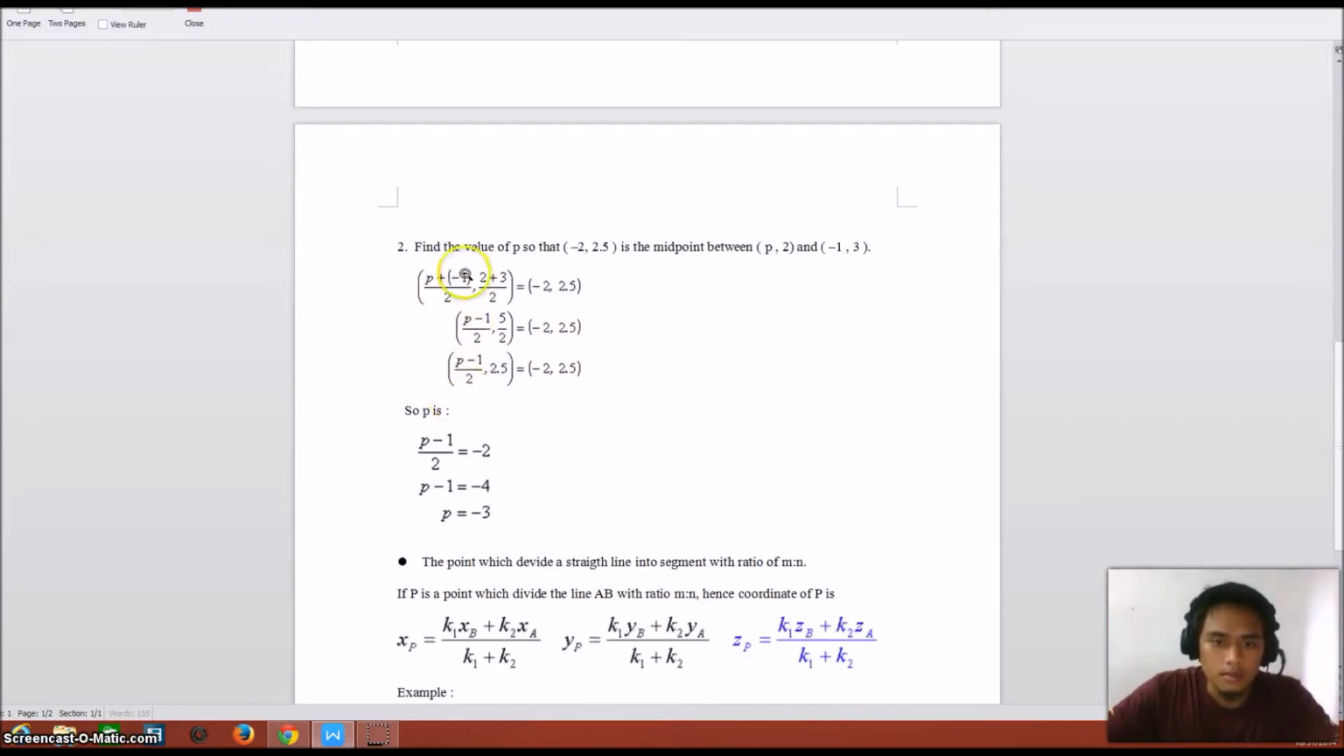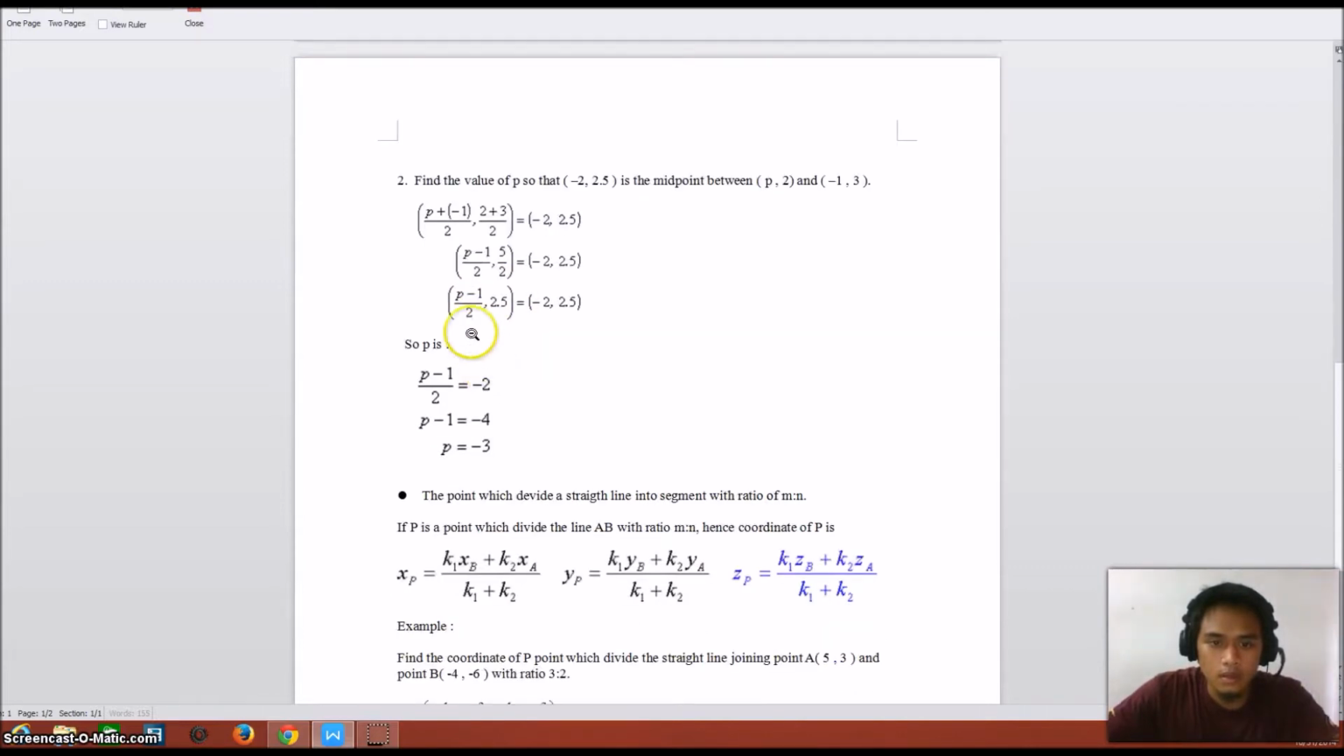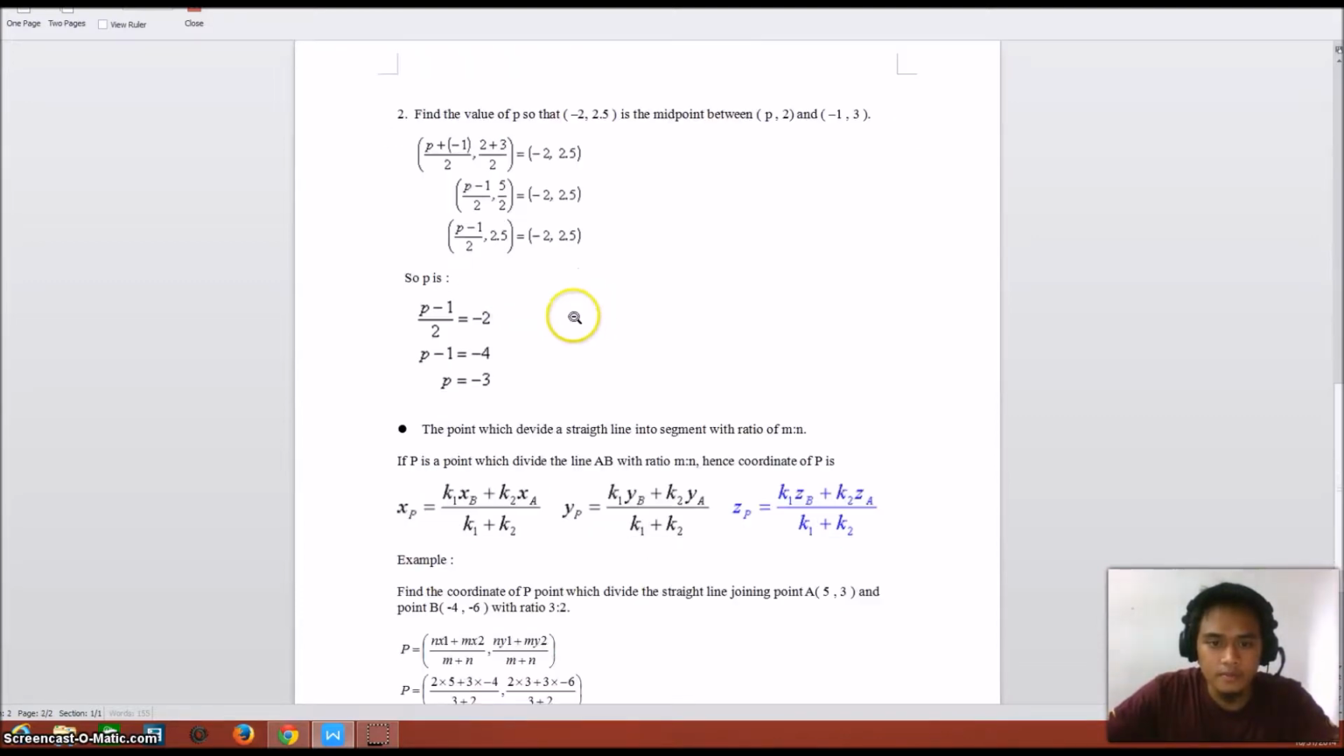Okay, let's resolve this. (P minus 1) divided by 2 equals 5/2. We will get (P minus 1) divided by 2, 2.5, equal to this midpoint, -2, 2.5. We just take out the x value here and the x value here. (P minus 1) divided by 2 equals -2. Multiply 2 with -2, we'll get -4. P is equal to -3. Easy, right?